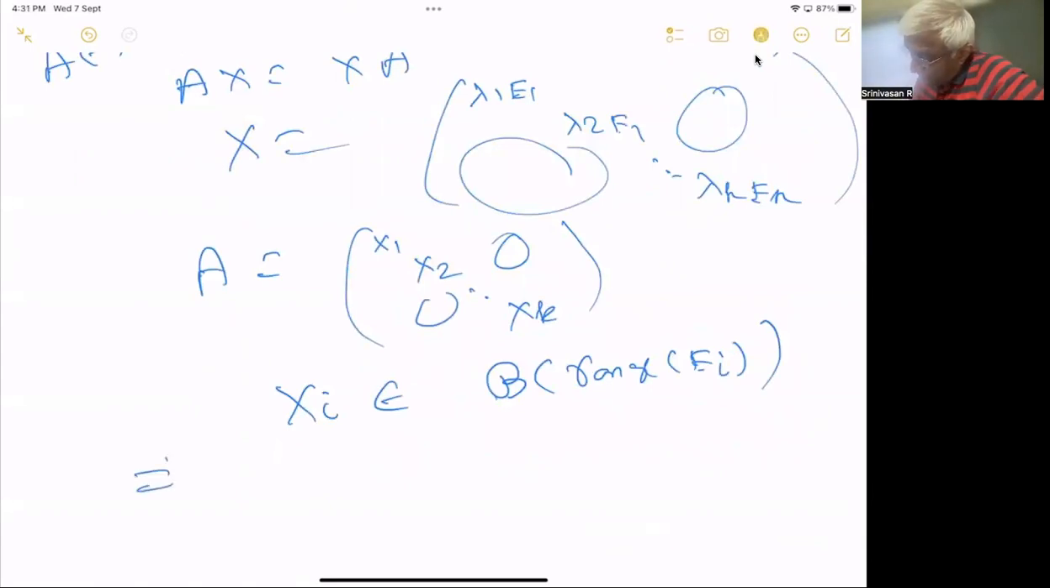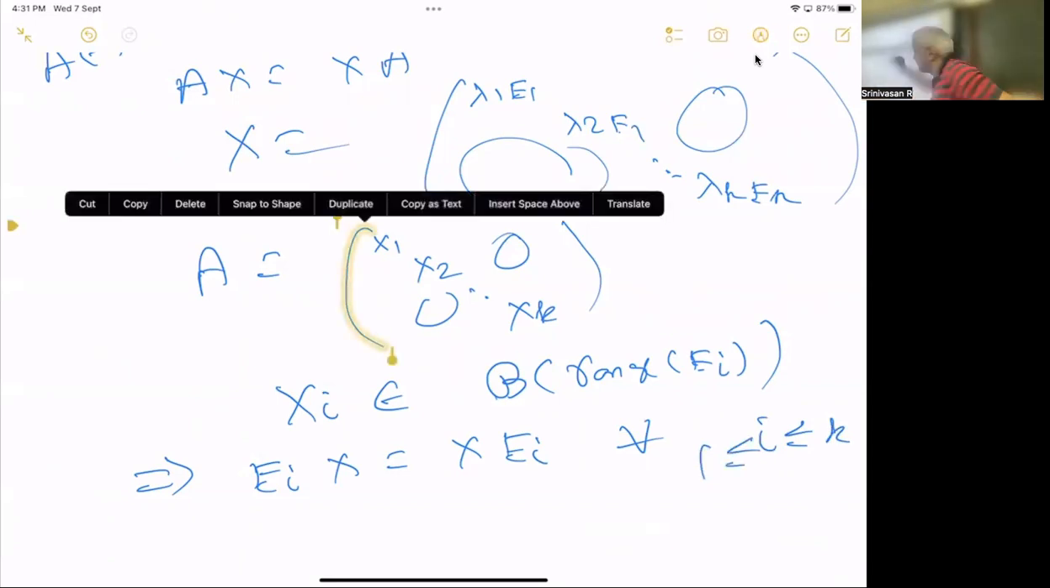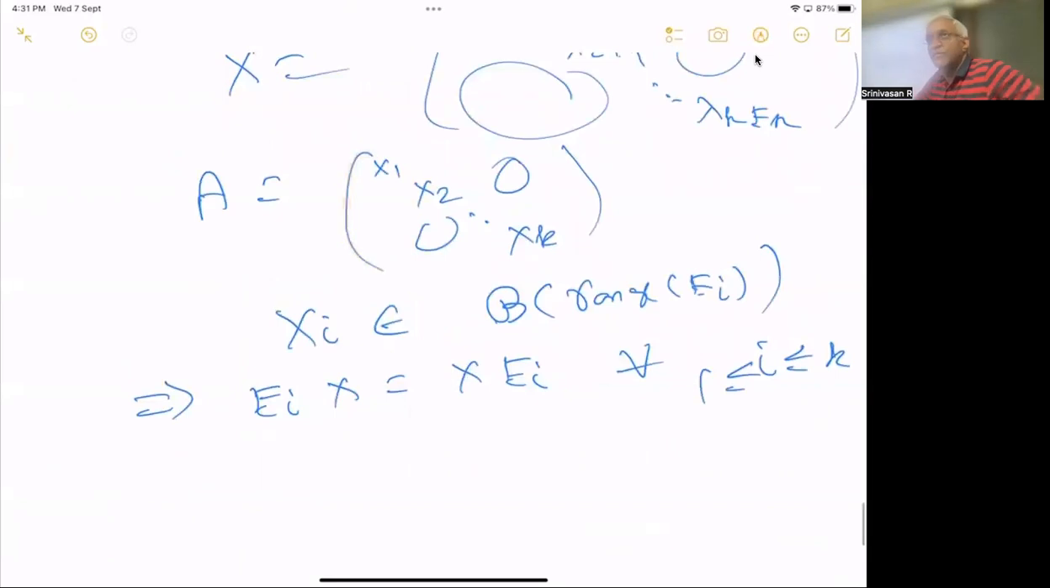So this implies Ei commutes with A, that is, Ei A equals A Ei for all i. When I take an operator A that commutes with X, it will look like this. From that, I conclude that Ei commutes with it. That is clear, because Ei is a projection which only acts on that entry, so it will commute with that. So Ei is in the commutant of the commutant of X.